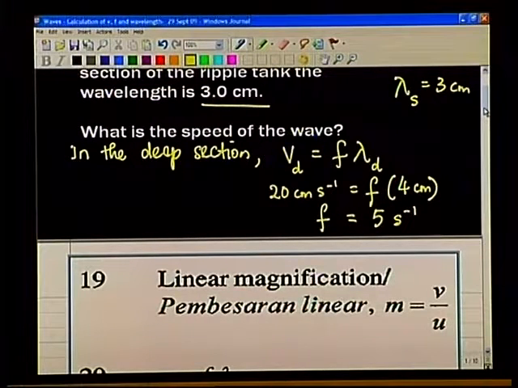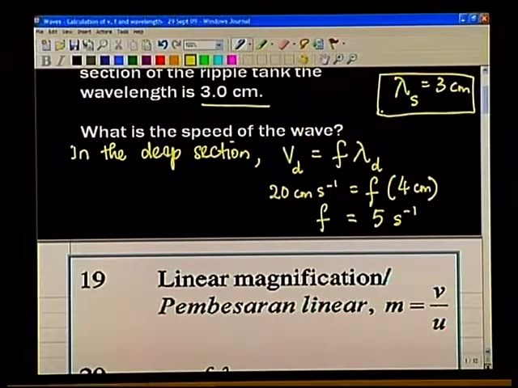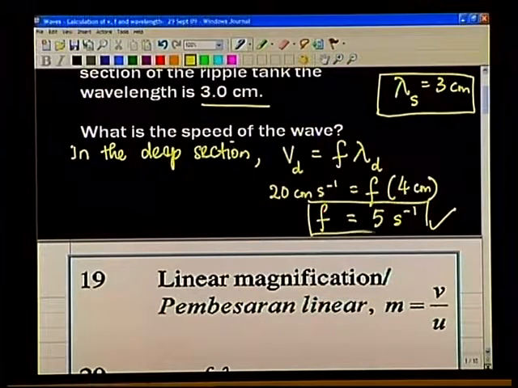The next section is, I will make use of this value. The wavelength in the shallow section of the ripple tank is 3 centimeters. But the frequency is still 5 hertz, or 5 per second, or 5 cycles per second. Alright, so I'll use these two values. What is the speed of the wave in the shallow section? V equals F lambda.